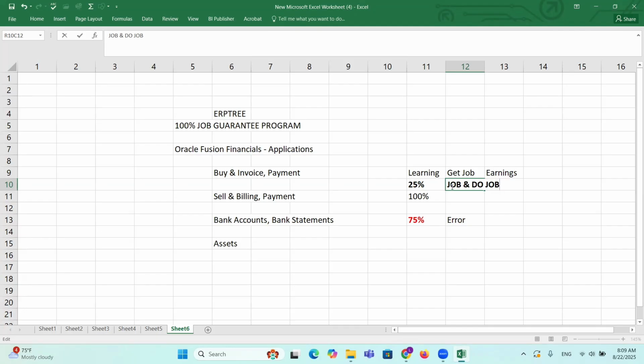Unfortunately, that is not available. Only the availability is: get job, do your job, then get your salary. This is a formula in the market. If the formula is get job and get salary, what you are planning to do, it may work.